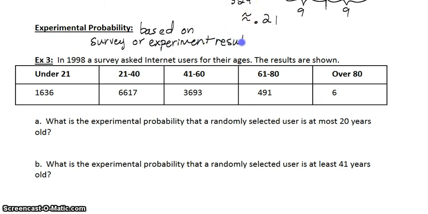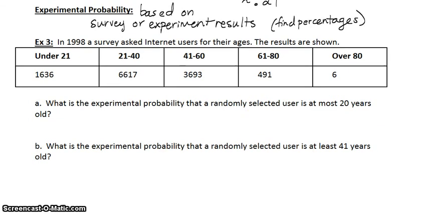And some students feel like this doesn't even seem like you're doing probability, because what you'll usually do is just be finding percentages based off of given information. It is technically still considered experimental probability though. So let me show you what I mean. Look at this table. I got a 1998 survey asking internet users for their ages, and the results are shown below. It'd be really interesting if I could get some more current data, but there we are.